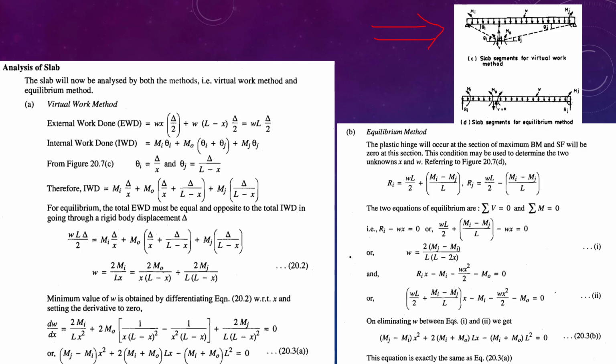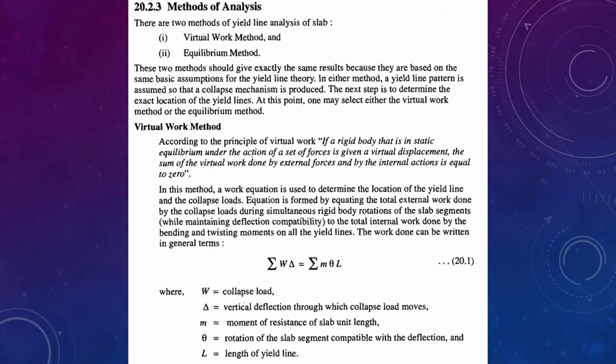The left side shows the analysis of the slab. The analysis of the slab will be done in two methods: the virtual work method and the equilibrium method. First is the virtual work method, and second is the equilibrium method. We know the definition of the virtual work method: for a rigid body in static equilibrium under a set of forces, and for a given virtual displacement, the sum of the virtual work done by external forces and internal actions is equal to zero. That is, total external work done is equal to internal work.